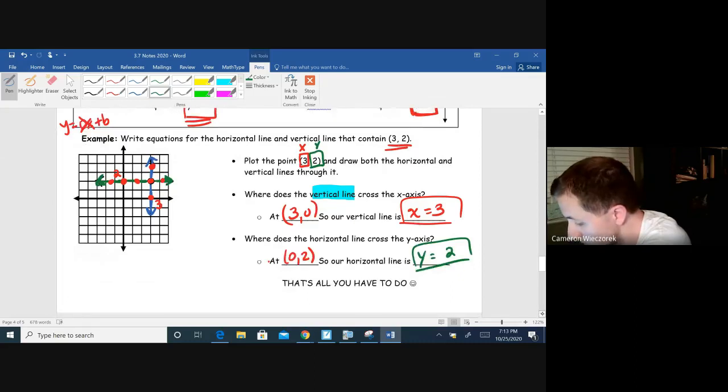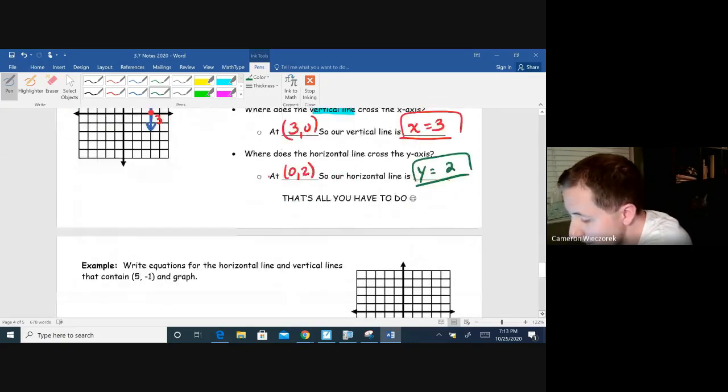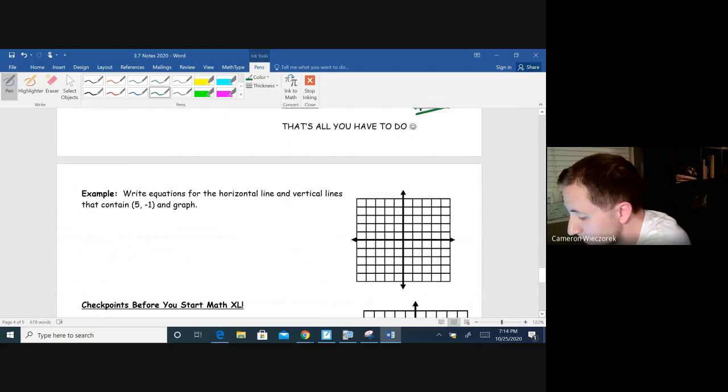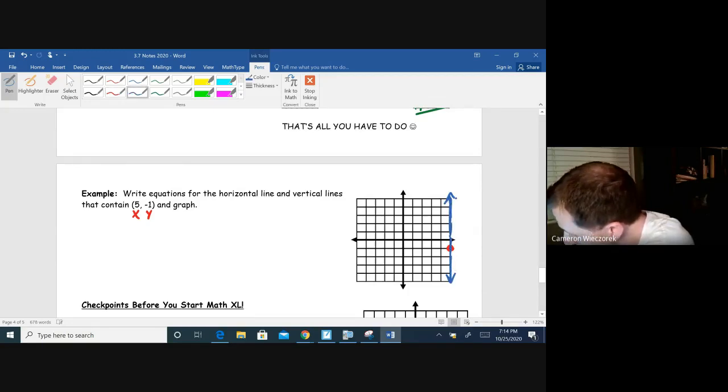Let's do one more. Write an equation for the horizontal line and the vertical line that contain 5, negative 1. First thing I'm going to do is plot that ordered pair. This is x, this is y. So I go right 5 and go down 1. There's 5, negative 1. I want a vertical line that goes through that red dot, and I also want a horizontal line that goes through that red dot. And we want to write the equation of each one.